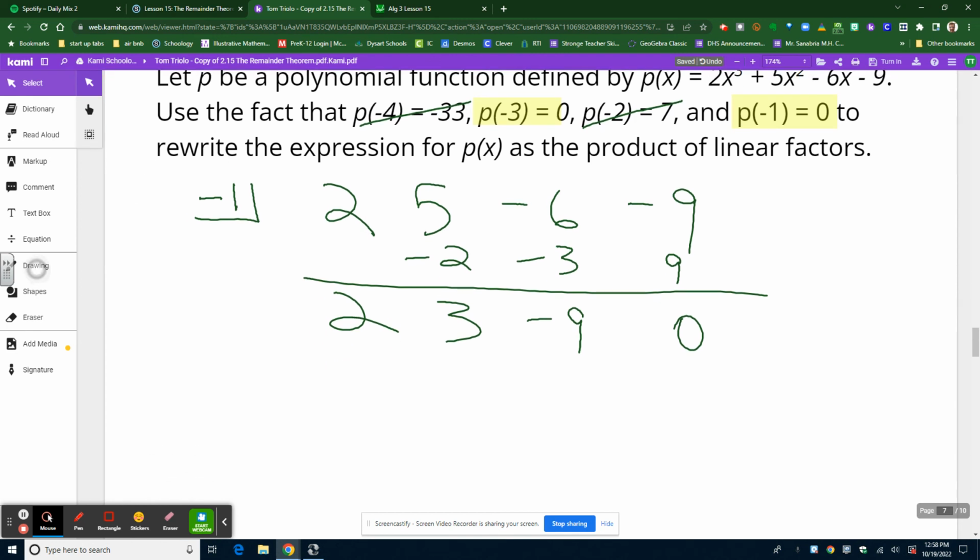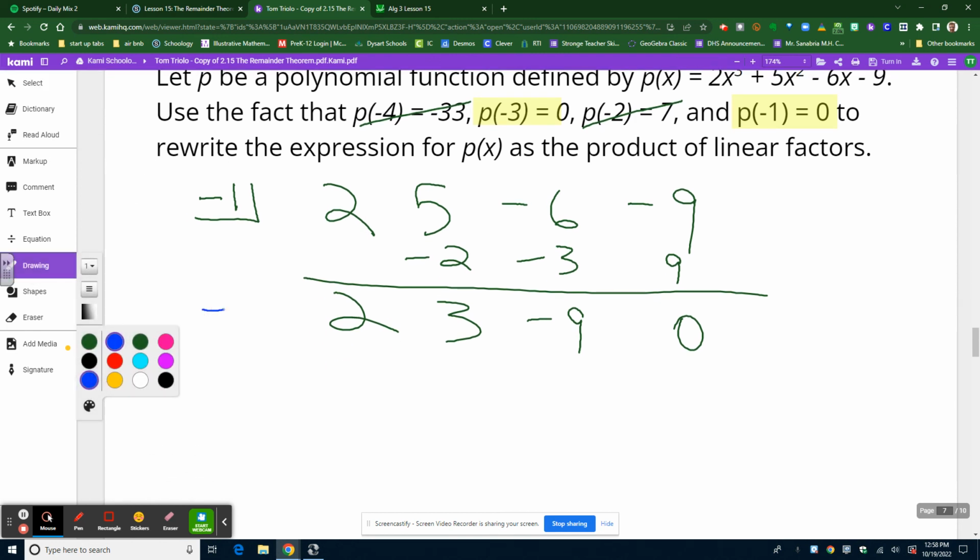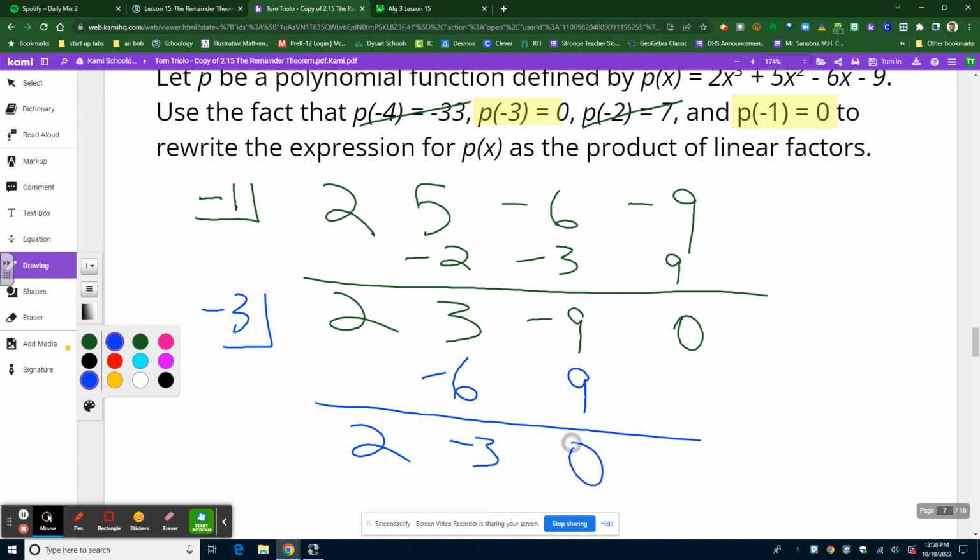Okay? Oh, let's go blue. So -3, drop the 2, multiply, -6, add, -3, multiply, +9, and once again, my remainder is 0. So now I have all of my factors. I have -1, which translates to x plus 1. I have -3, which translates to x plus 3. And my last one is 2x minus 3.